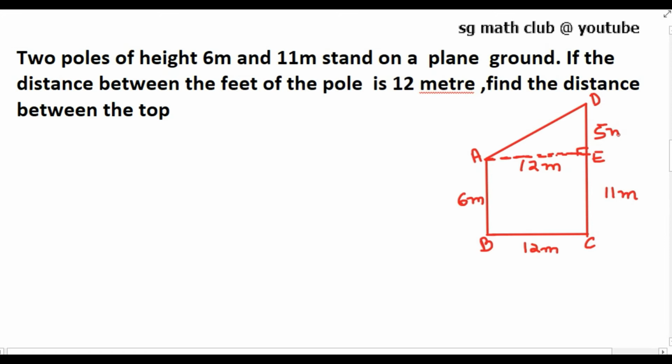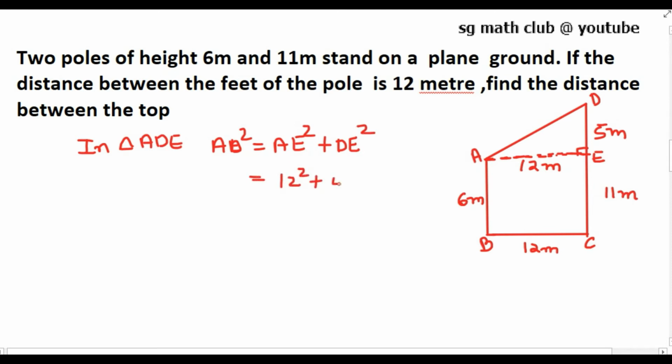will be 5 meter, because here it is 6 meter. So when you subtract, you'll get 5 meter. So triangle ADE is a right angle triangle. I can apply the Pythagoras theorem. AD square is equal to AE square plus DE square, which is equal to 12 square plus 5 square. We need to find out AD.